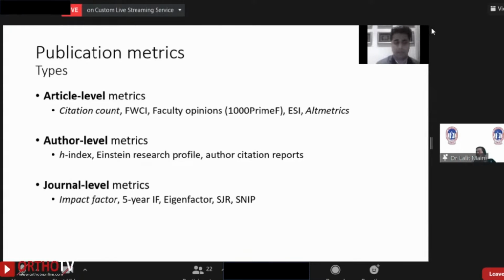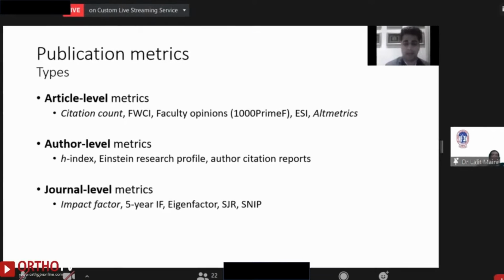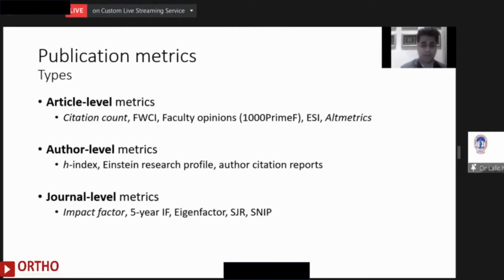So you have different types of metrics. There's article level metrics, and I mentioned citation count is one of them. You also have field weighted citation index, and you have faculty opinions which were used in the past, but now most of them are shifting towards altmetrics. And you have author level metrics, which is the H index, which is used most commonly. Then you have the Einstein research profile and also citation reports. And then the journal level metrics, which is really how good the journal is being assessed in terms of the people who want to read it or who want to send their article to it. So you have impact factors, and you have five-year impact factors and eigenfactors and other such factors I'm going to talk about.